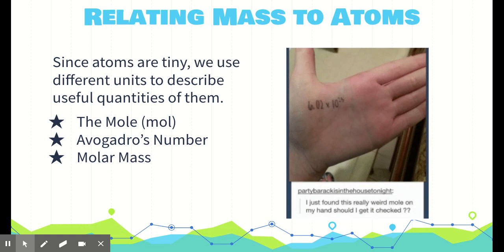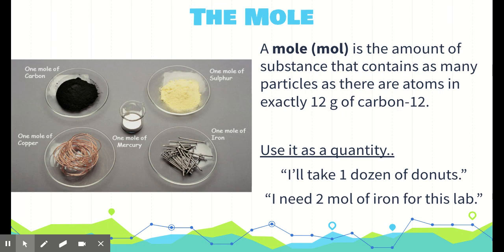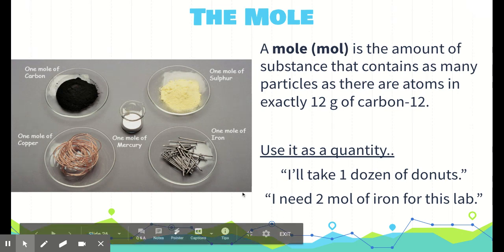So we're going to use Avogadro's number to describe quantities of atoms. You can relate that to the mole, which is a new unit we'll be talking about, and molar mass. When we talk about a mole of something, this won't come up a lot as far as having to know this by its definition, but you do want to understand where this value comes from. A mole is the amount of a substance that contains as many particles as there are atoms in exactly 12 grams of carbon-12.